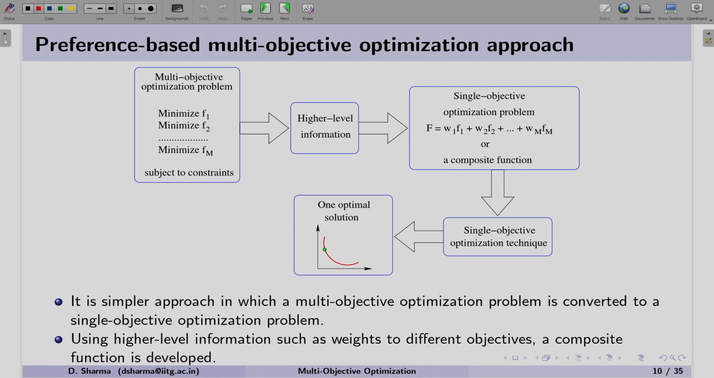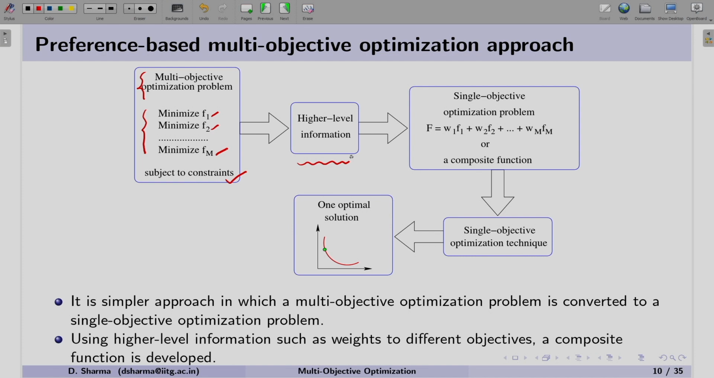In the preference based approach, assume that we have a multi-objective problem. So, we have M number of objectives, as we can see, f1, f2 up to fM, and the given problem has some constraints as well. While solving this problem, we use some kind of higher level information. What do we mean by higher level information?